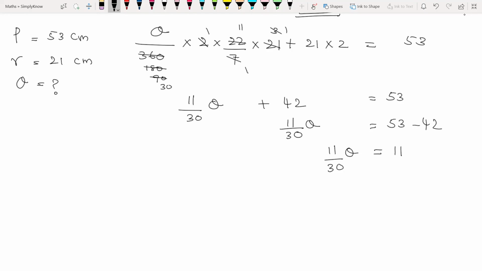So theta equals 11 times 30 divided by 11. So these two 11s we can cancel and we get 30 as our answer. Therefore, the theta value is 30 degrees.